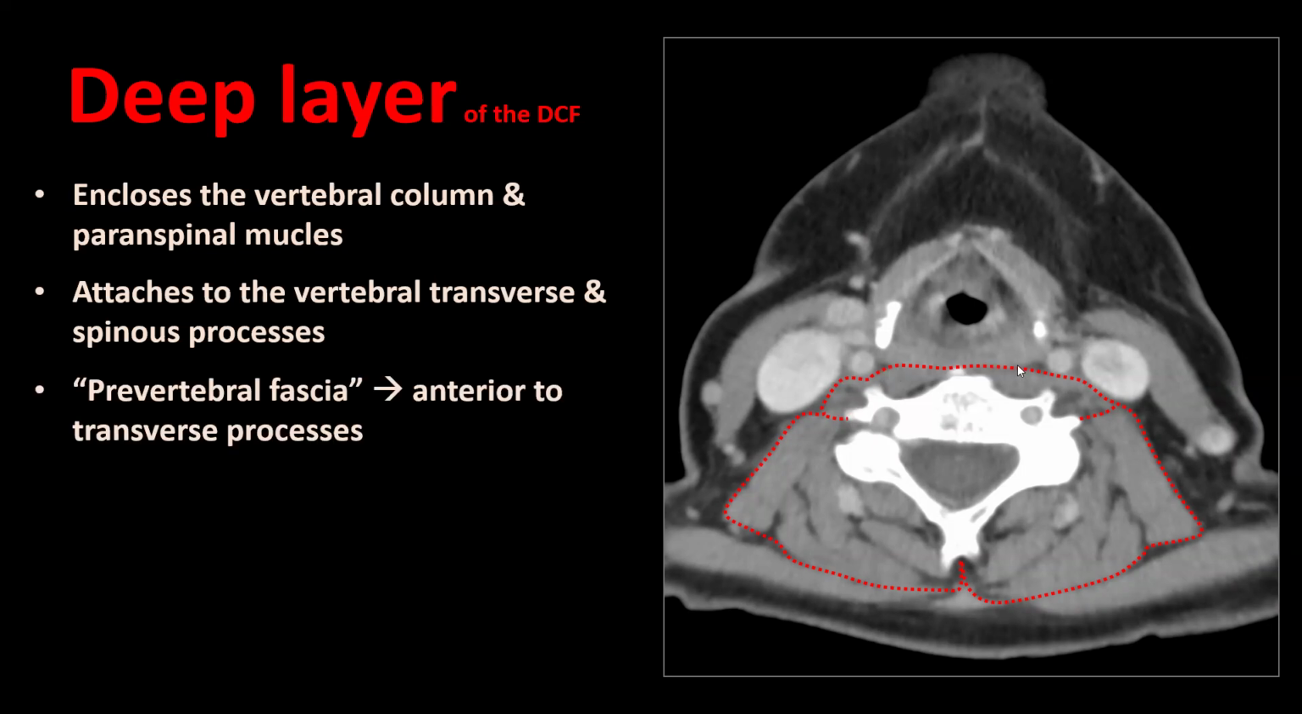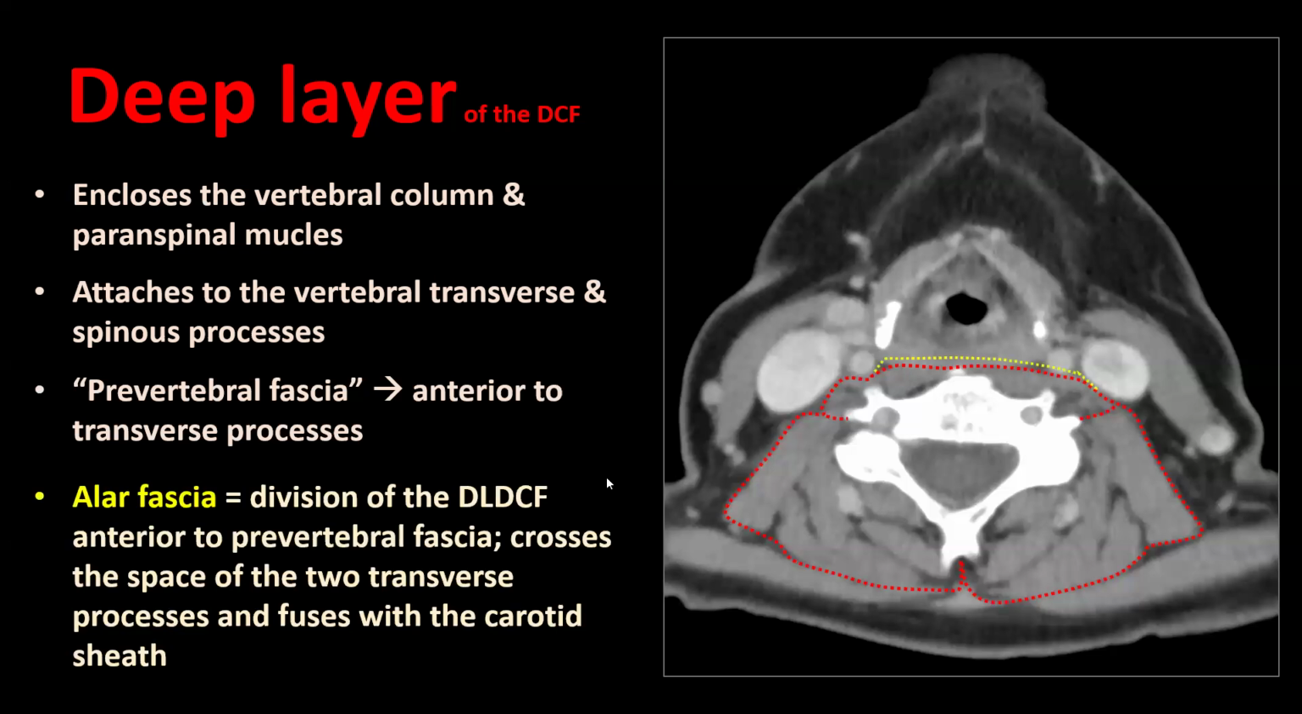The most anterior part of the deep layer can also be called the prevertebral fascia, which is located anteriorly to the transverse processes, so it's sometimes used as a synonym. And then there's an extra division of the deep layer called the alar fascia, which is basically like an additional layer located anteriorly to the prevertebral fascia. And this layer will prove to be important, despite the fact that it is very, very thin. And we will see that when we talk about the anatomy of the retropharyngeal space in a bit more detail.